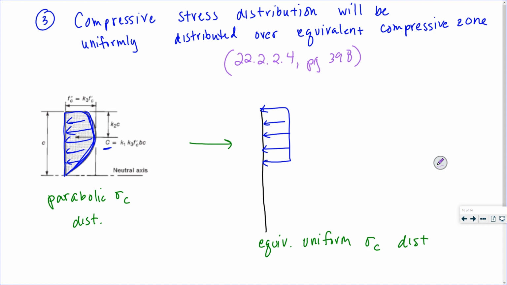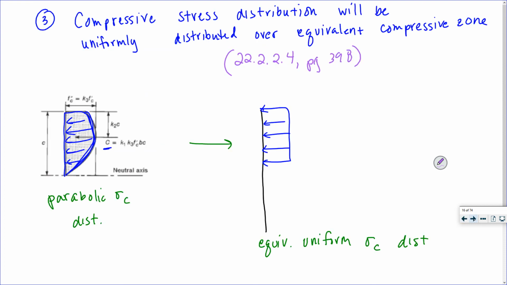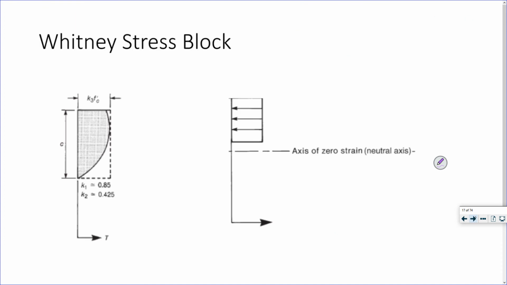It's going to tell us how we're going to create that uniform distribution. So our assumptions are concrete has no tensile strength. We're going to set our concrete strain to 0.003, and we're going to distribute the stress as a uniform rectangle as opposed to the parabola that it actually is. And that uniform distribution is called the Whitney stress block.